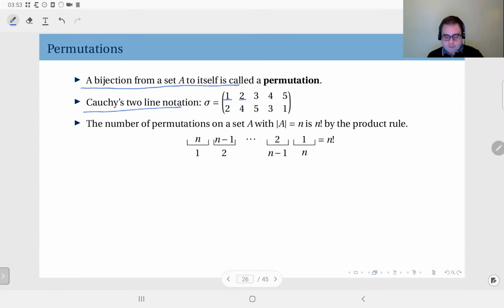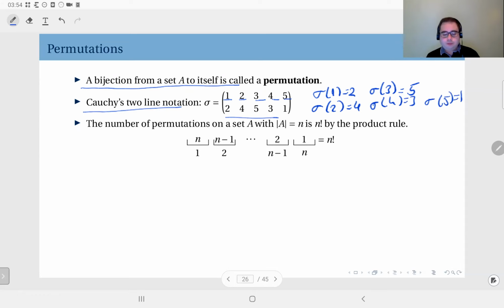In the first row, we just note the elements. In the second row, we put the elements that are mapped to. So here, sigma 1 is 2, sigma 2 is 4, sigma 3 is 5, sigma 4 is 3, and sigma 5 is 1, which means through this bijection, 1 is mapped to 2, 2 is mapped to 4, etc. You get the idea. So a permutation is a bijection from a set to itself.